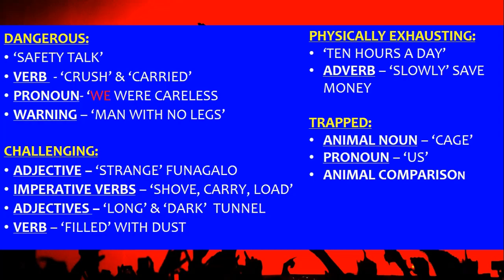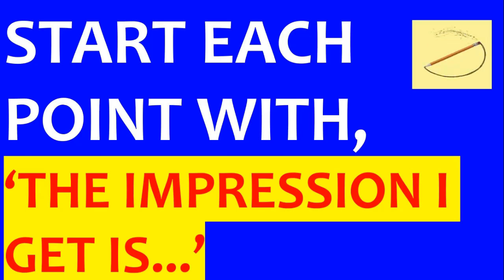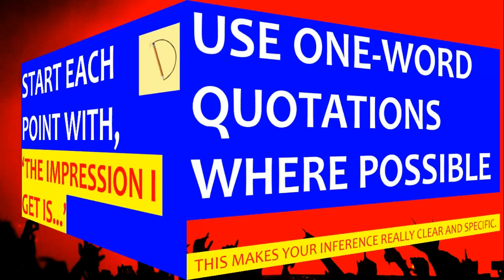Okay, so we're going to go through these one by one, but there are my impressions in yellow, and then underneath I've got the words that I'm going to use in my quotes. So how are we going to structure our answer? It's all well and good getting the information in, but the hardest thing is putting it down on the page. So firstly, I would start each point with the impression I get is. I know this might sound a bit robotic, but it does keep you very focused on the question.